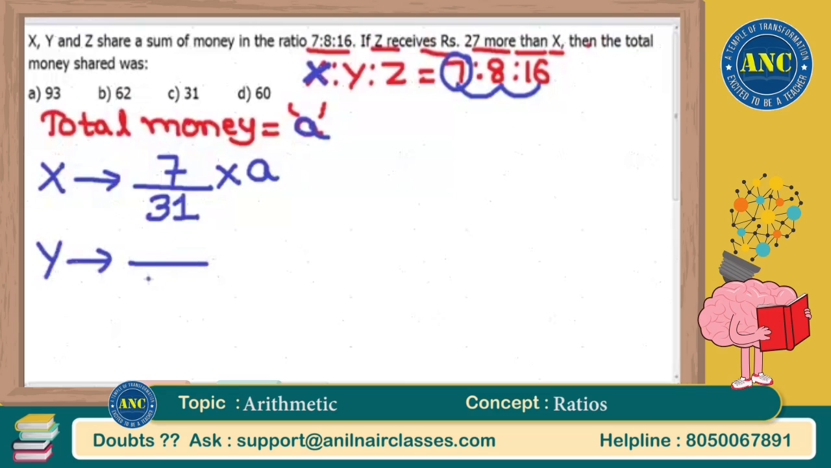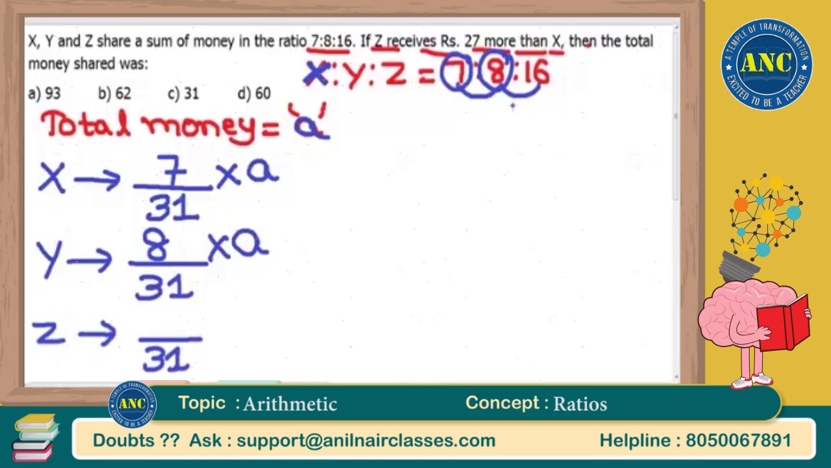Y. Out of total 31 rupees, Y is getting how much? 8 rupees. And the total money shared is A rupees. Z. Out of total 31 rupees, Z is getting how much? 16 rupees. And the total money shared is A rupees. I believe that everyone is clear till this point of time. Now, what is the next statement given, sir?